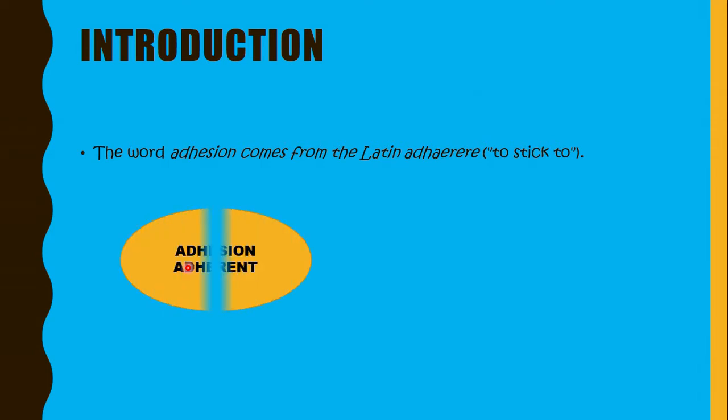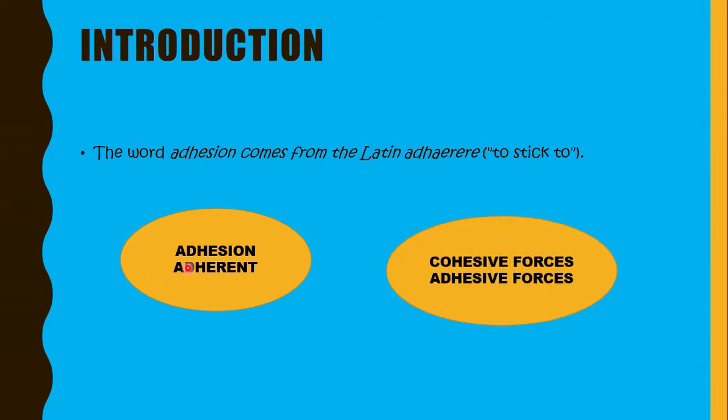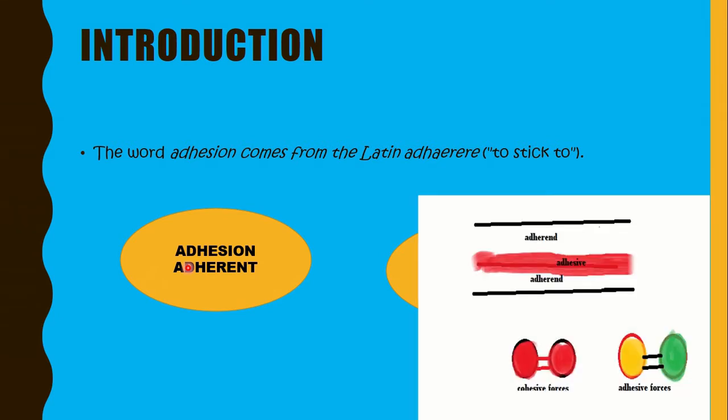Coming on to introduction. The word adhesion comes from the Latin word adhere, which means to stick to. We will discuss a few terms like adhesion, adherent, cohesive forces and adhesive forces. So what is adhesion? Adhesion is a process of adhering to a surface or object. It can be defined as a state in which two surfaces are held together by interfacial forces, which may consist of valence forces or interlocking forces or both.